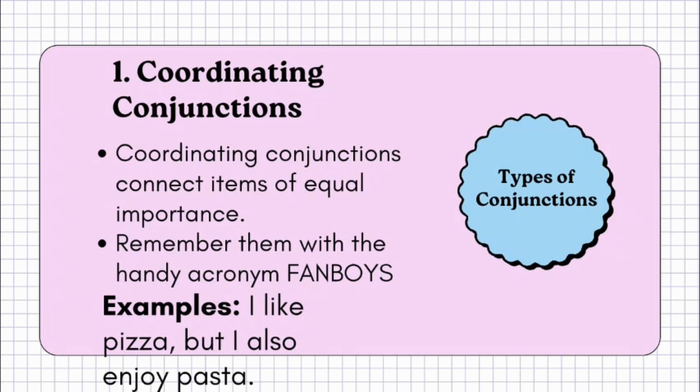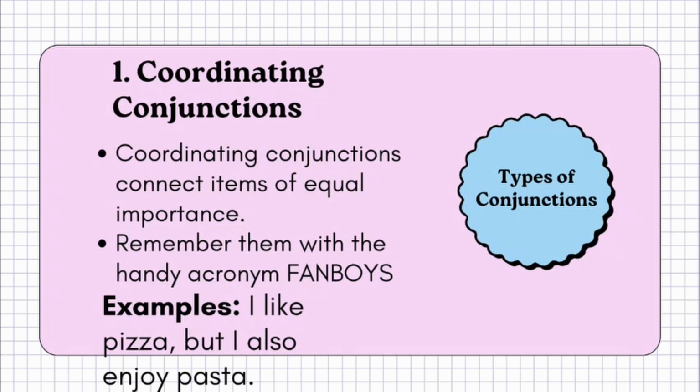The most common coordinating conjunctions are for, and, nor, but, or, yet, so. The most interesting way to remember coordinating conjunctions is by mastering the acronym FANBOYS. We will be looking at the meaning of the acronym FANBOYS. Coordinating conjunctions connect items of equal importance. You should remember them with the acronym FANBOYS.